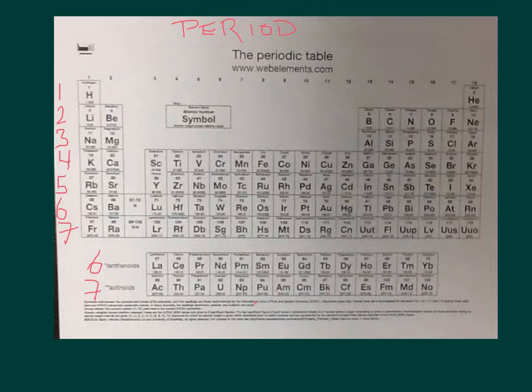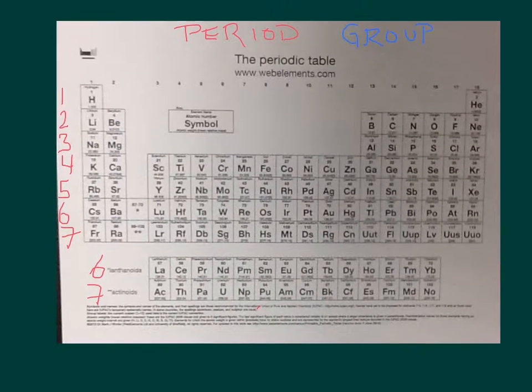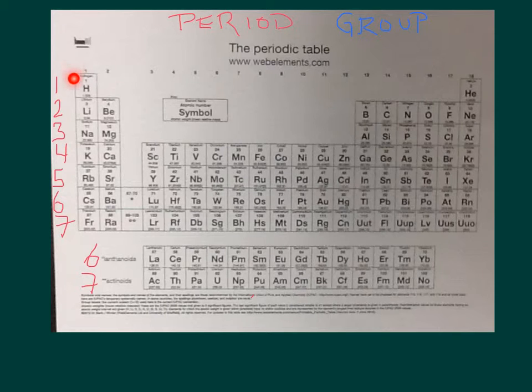The other word that is a way for us to know how these things are arranged is group numbers. Group numbers are this one, which is group 1. That goes down. Here's group 2. Now this is the trickiest one. Group 3. Group 3 are these 4 elements right here.